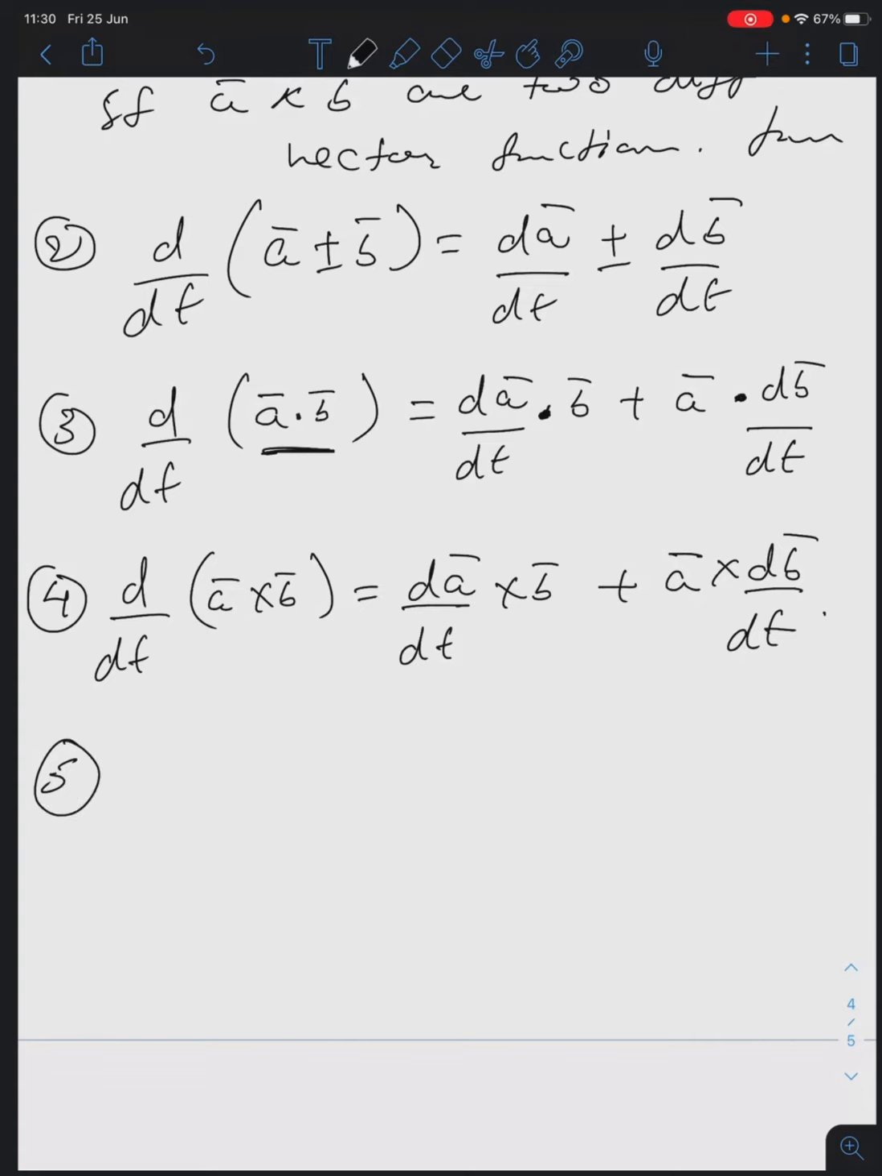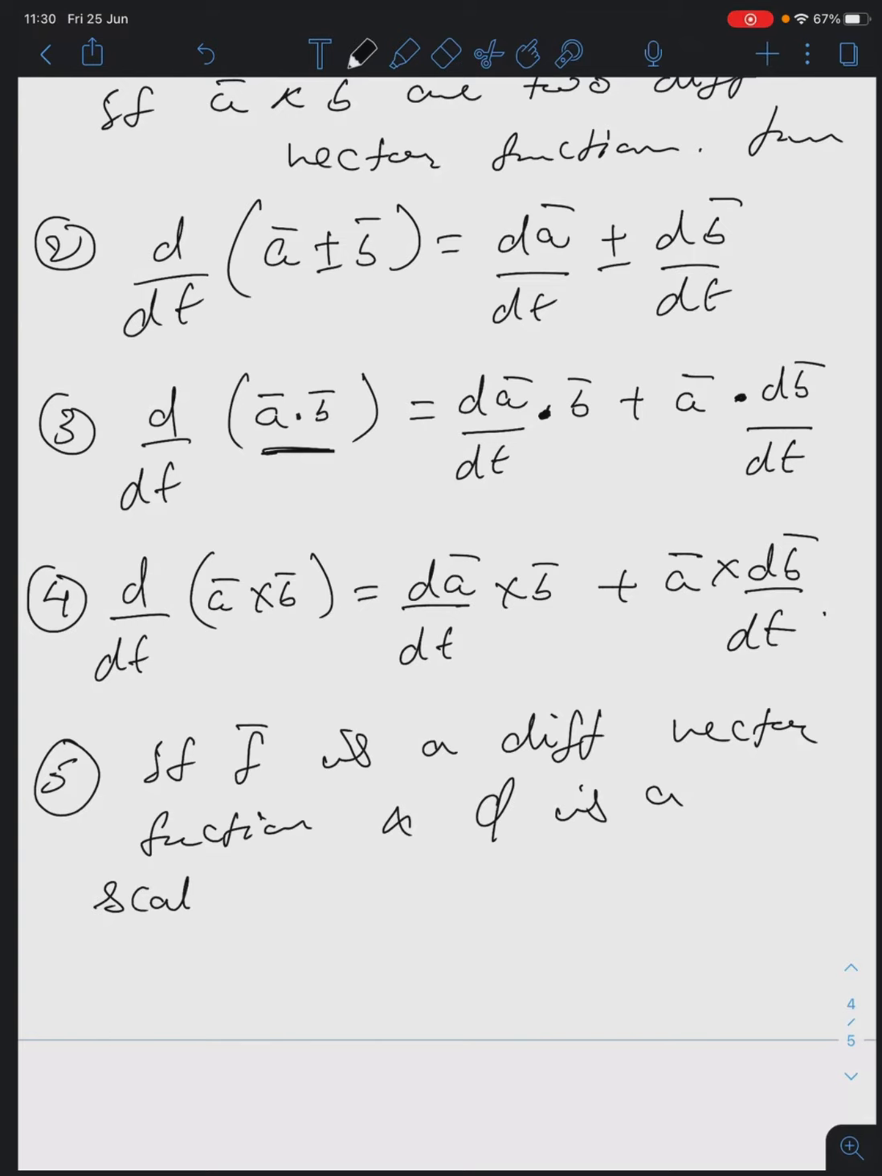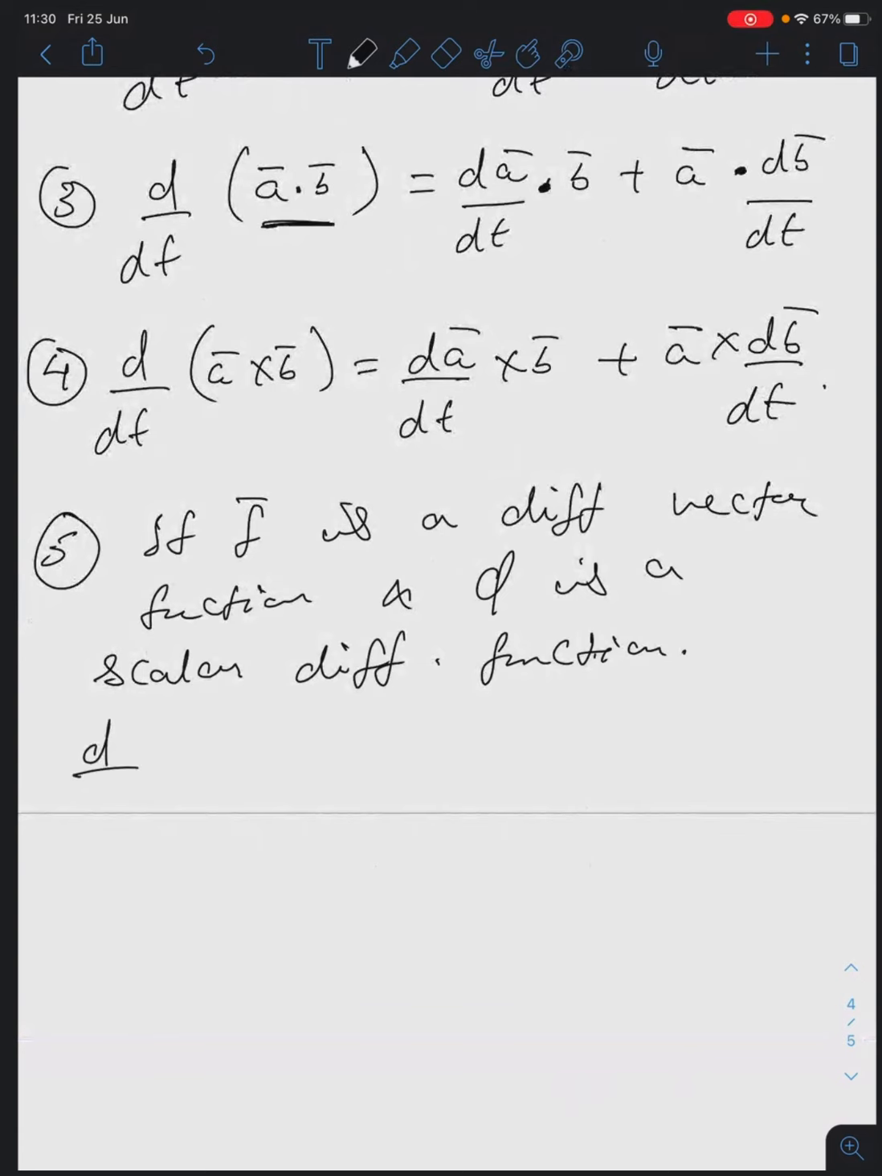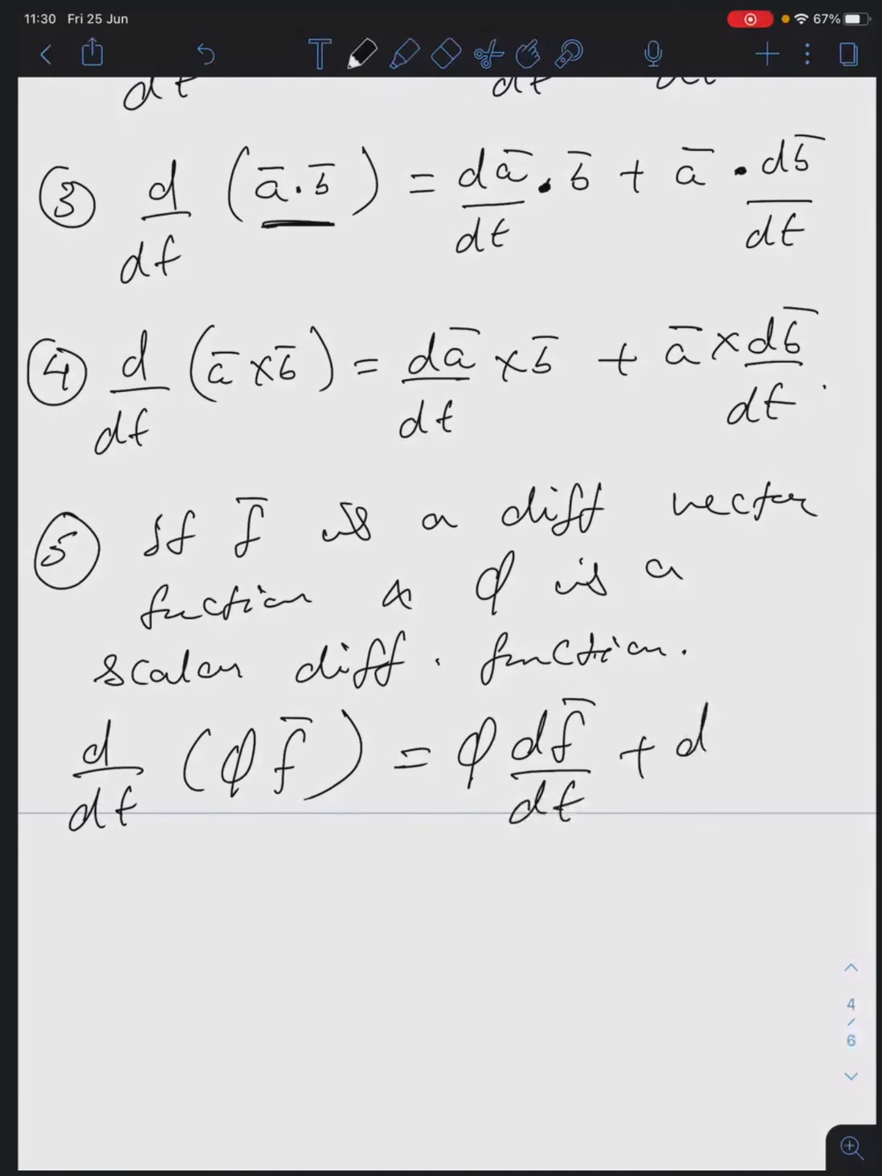Now next one. Here we will assume f bar is a differentiable vector function, and phi is a scalar differentiable function. Two different functions we have taken, both are differentiable. One is scalar and the other one is vector. Now you need to find the differentiation of phi into f bar. So the result will be phi as it is df bar by dt plus d phi by dt f bar.